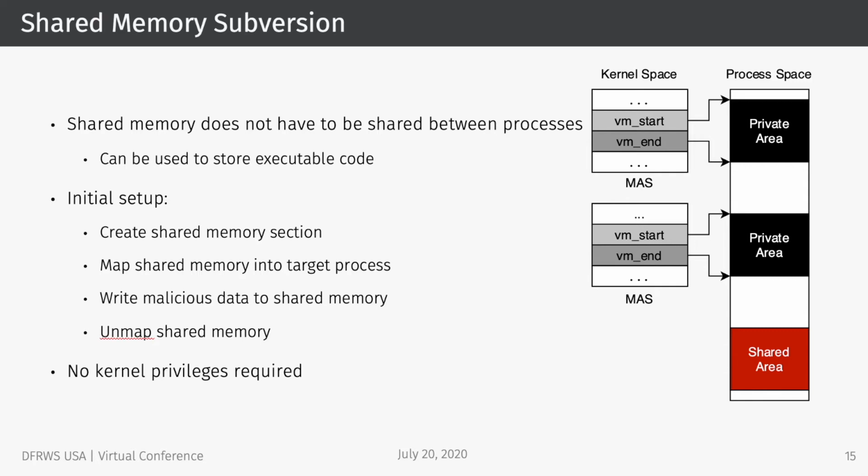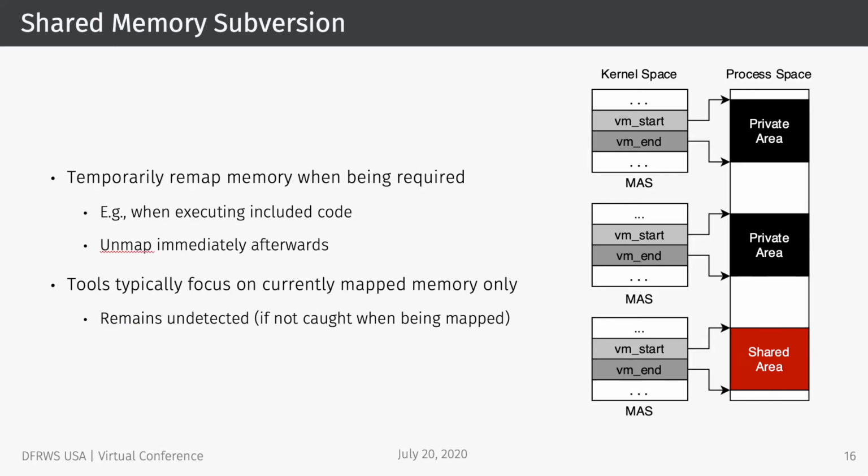It can then write malicious data or code to the newly created region and, as a last step, once again unmap it from the process's address space. While this removes the describing memory area structure, the kernel still keeps a reference or a handle in the process's task struct. To actually access the shared area, the process now has to remap the memory, for example, when executing encoded code, and immediately unmap it afterwards.